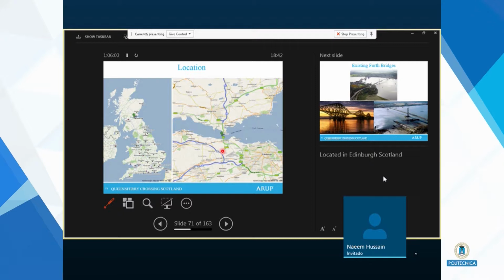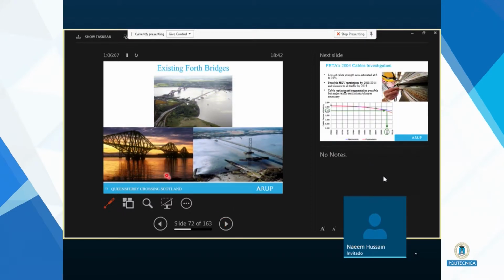And this is a historic location because at this location we have the railway bridge that was completed in the 1890s, which is this cantilever bridge. There is a suspension bridge that was built in the 1960s, which is also shown over here.